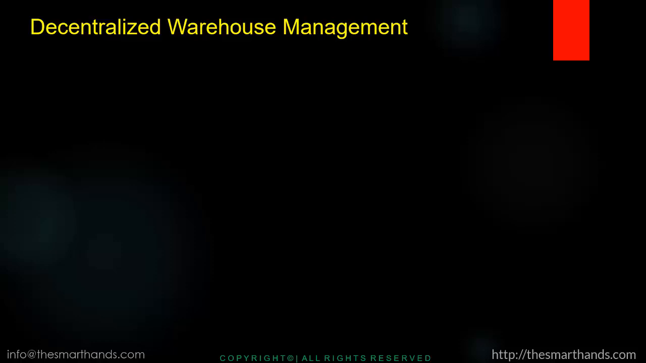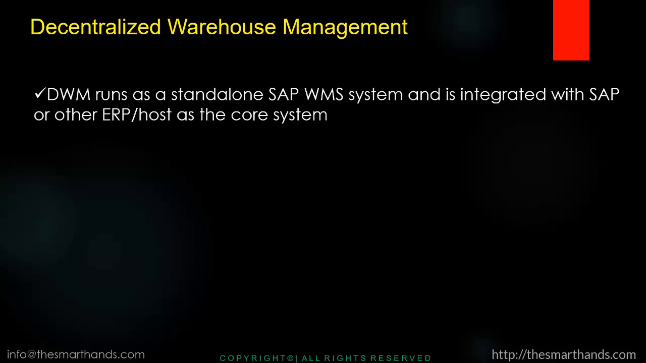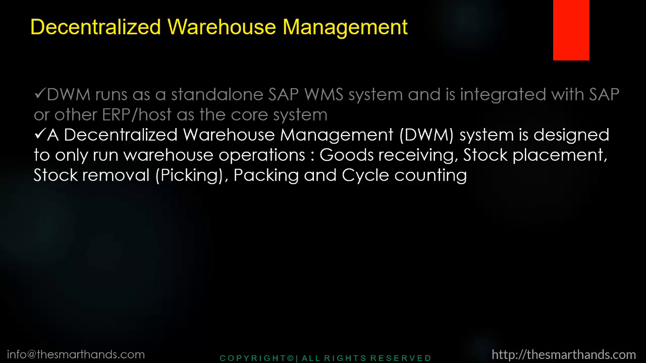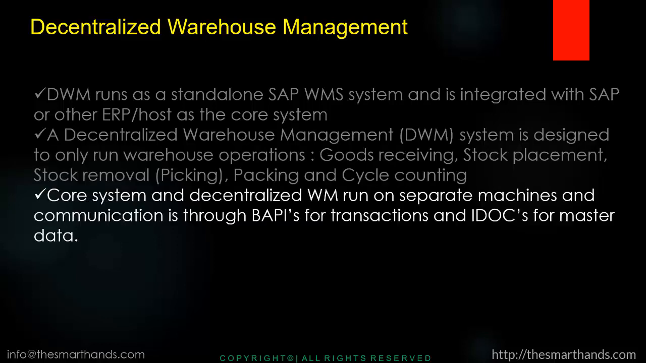Then it is known as decentralized warehouse management. So let's talk about it. DWM runs on a standalone SAP WM system and is integrated with the SAP or other ERP host as a core system. A decentralized warehouse management system is designed to only run warehouse operations: goods receiving, stock placement, stock removal, picking, packing, and cycle counting.